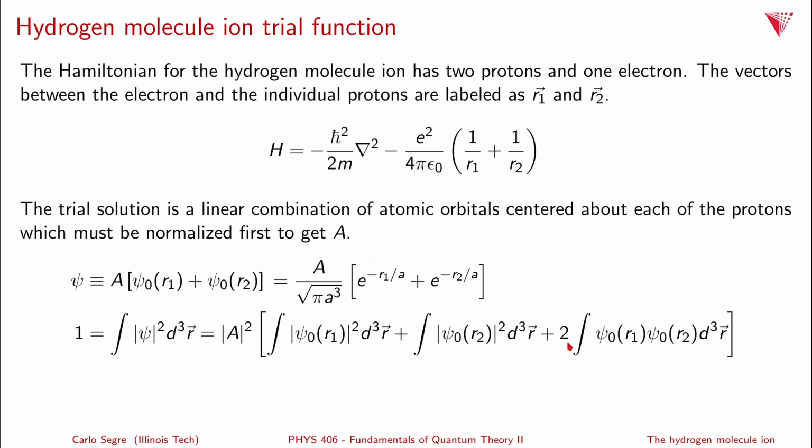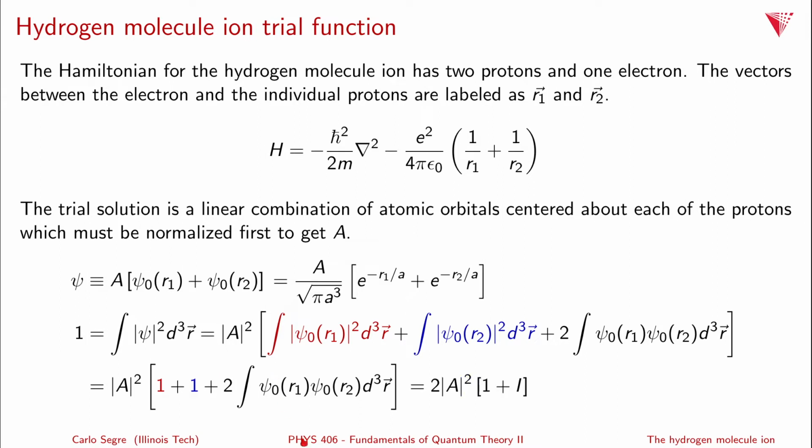And the third integral is 2 times an overlap integral of psi 0 about r1 times psi 0 about r2 d cubed r. Well, the first 2 just give you 1. And the third one gives you 2 times this integral here, which we call the overlap integral, and we'll label that I. So we need to remember this because we're going to calculate I and then come back and calculate A squared.